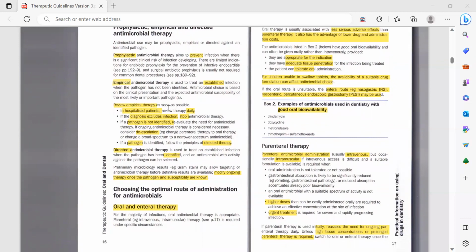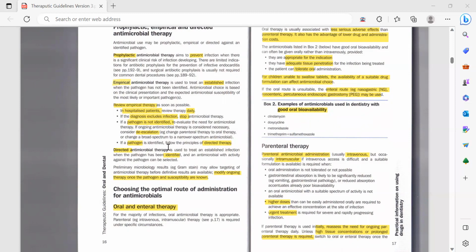So, review empirical therapy. You need to review the patient as soon as possible. In hospital, review therapy daily. If the patient's diagnosis excludes any infection, then stop the antibiotic. If a pathogen is not identified, reevaluate whether there is still a need to prescribe the antibiotic, or always de-escalate. It means if you are giving the patient an IV antibiotic, move to the oral one, or from the broad spectrum to the narrow spectrum.